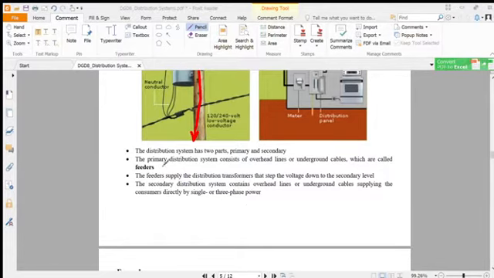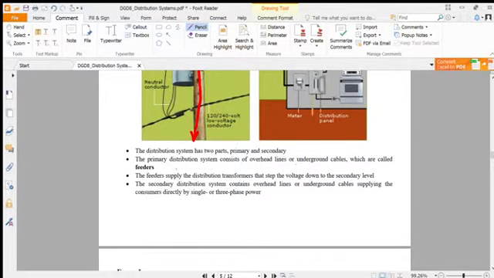distribution system has two parts. It's primary and secondary, as I said earlier. And the primary distribution side consists of either overhead or underground cable. In the urban area, most of the lines are overhead, and typically in the rural area there is an underground cable of the power distribution system.